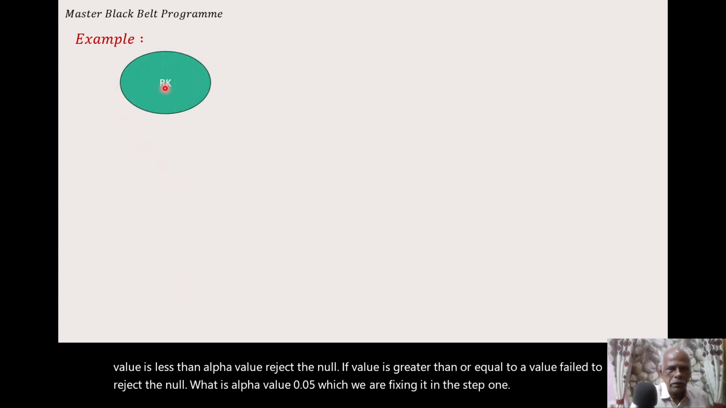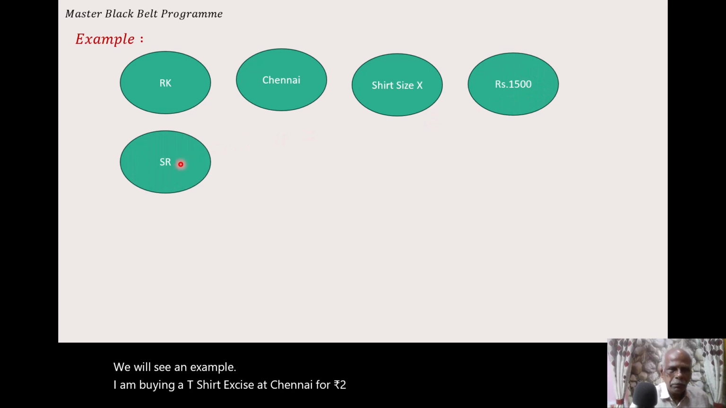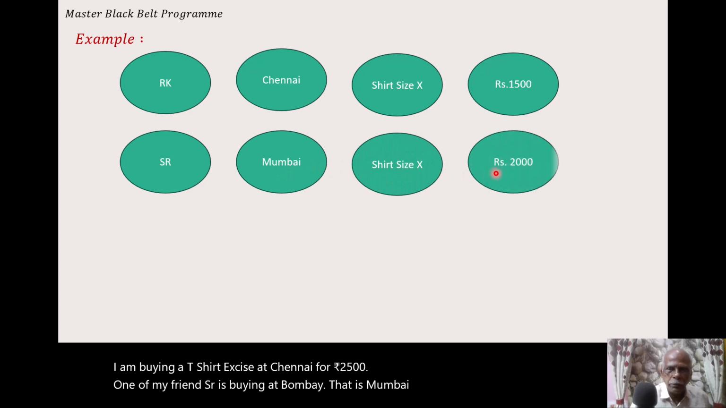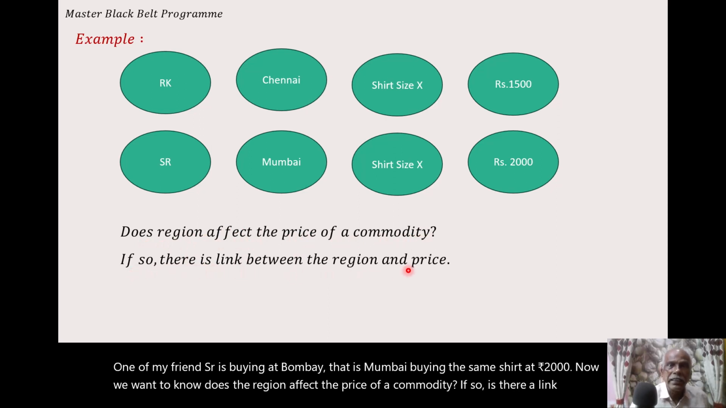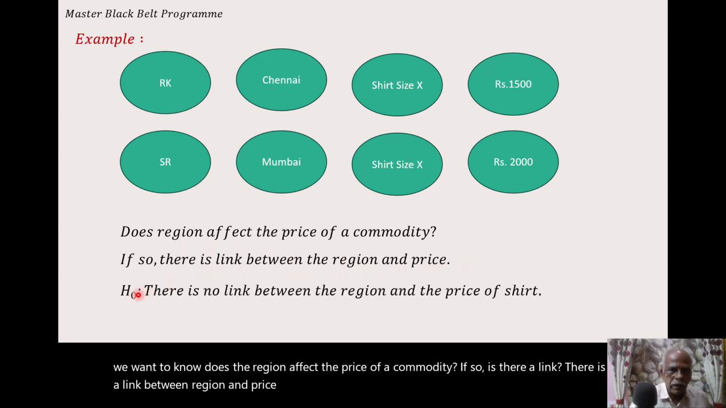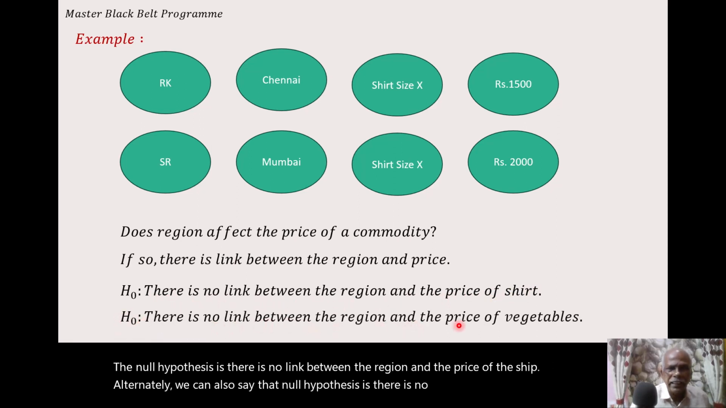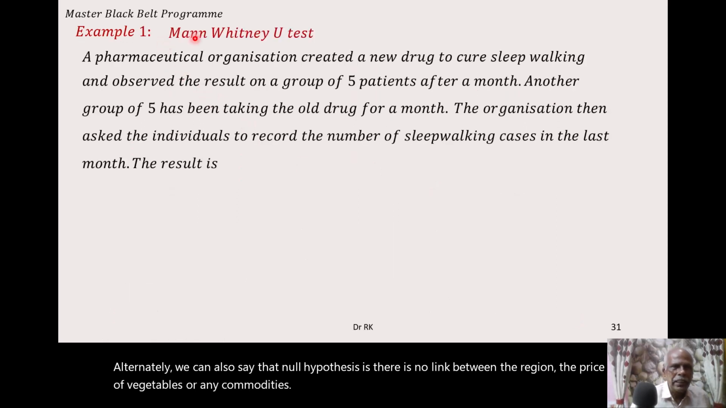Now we will see an example. I am buying a t-shirt, X size, at Chennai for rupees 2,500. One of my friends is buying at Bombay, that is Mumbai, the same shirt at rupees 2,000. Now we want to know, does the region affect the price of a commodity? If so, is there a link? There is a link between region and price, right? The null hypothesis is there is no link between the region and the price of the shirt. Alternately, we can also say that the null hypothesis is there is no link between the region and the price of vegetables or any commodities. Example, we will see the Mann-Whitney U-test.